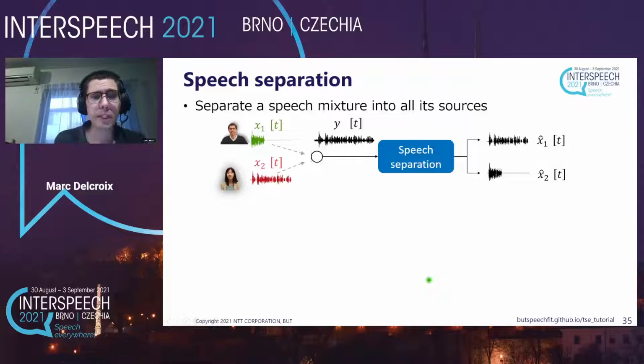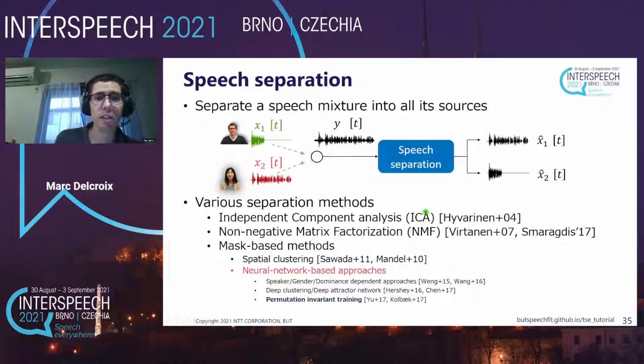The other problem is speech separation. Unlike noise reduction, here the mixture will consist of several people's speech. So here, 2 speakers. And the goal of speech separation will be to separate this mixture into all of its sources. Again, there's lots of work on speech separation, but here I will just briefly introduce the neural network-based approach that is based on permutation invariant training.